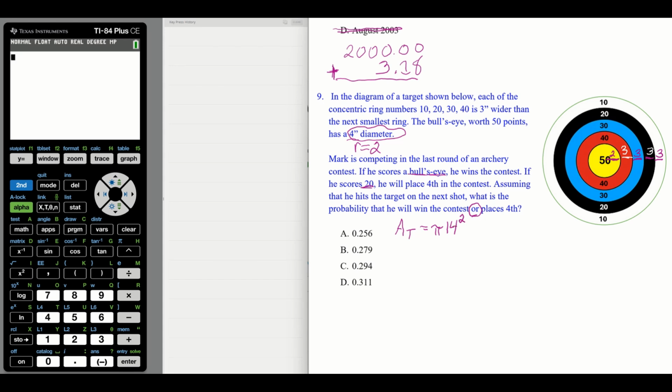Okay, then the next thing we need, let's just do the bullseye. That's the 50. That's going to be pi 2 squared. Now the next one would be, let's call it the colors. The blue, red, and the yellow. So let's say CL for color. That's going to be 6, 7, 8. Pi 8 squared. Now we need the 20.